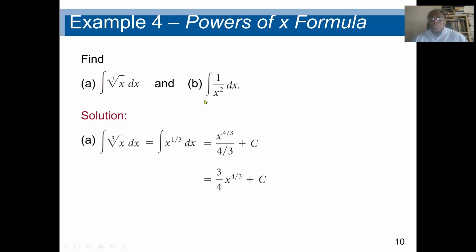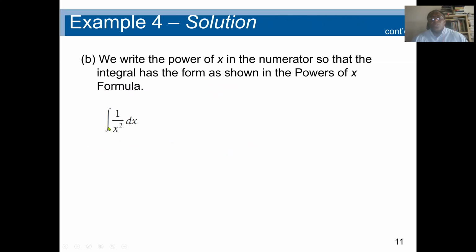So let's see the next example here. We have x squared in the denominator and 1 at the top. So we can rewrite this as x raised to the power -2. So we integrate x raised to the power -2 dx. 1/x squared is the same as x raised to the power -2. Then from here, we use the formula.